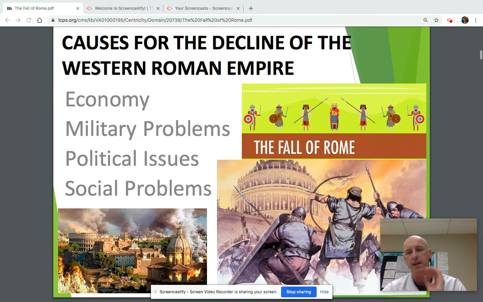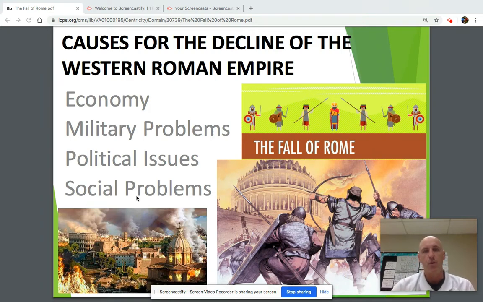Causes for the decline of the Western Roman Empire. Now, notice what it says. It says the decline of the Western Roman Empire. So only the West will fall or decline. The East is going to keep on rocking and rolling. We'll call that the Byzantine Empire. And that's what's cool about that, it's going to be another topic that we'll discuss later on.